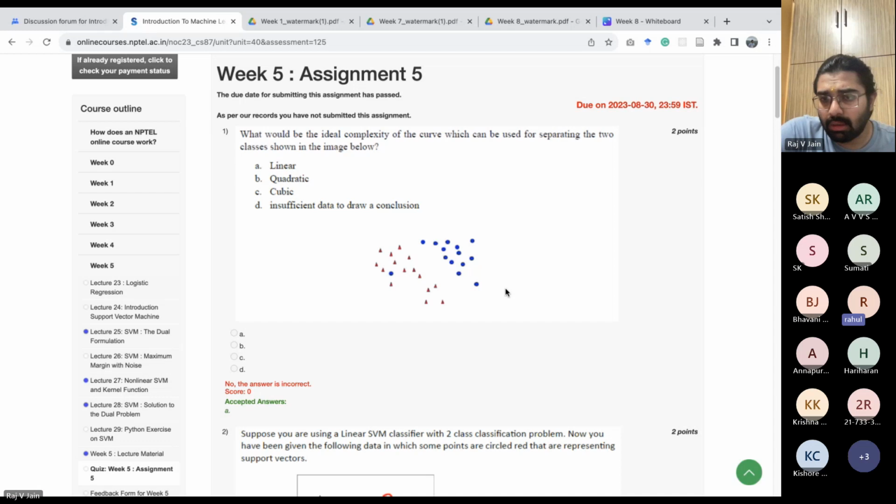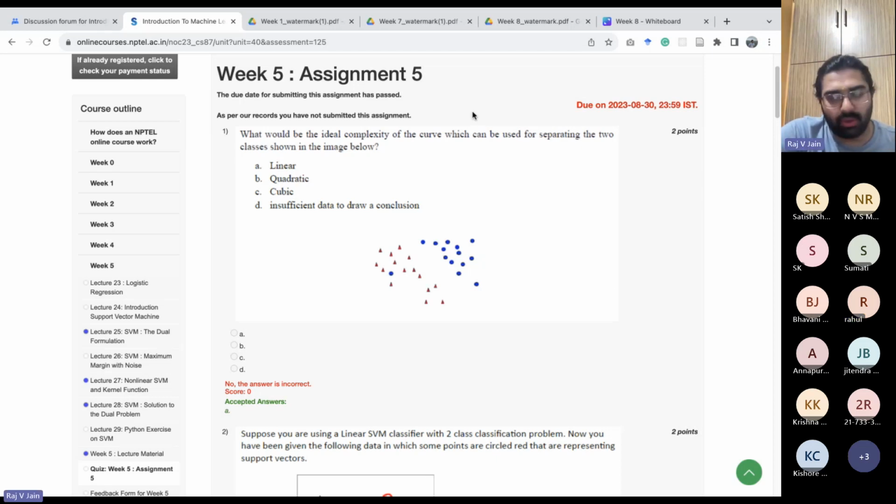Yeah, but as per the question, we have to separate two classes using some ideal curve. This is what is given. No, the word ideal is really the issue, so the ideal complexity is misleading. Yeah, otherwise this question would be very simple. Why not choose the linear one?